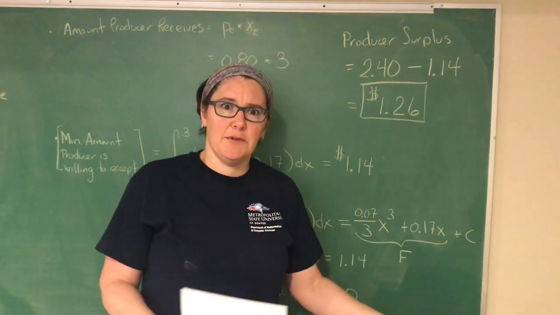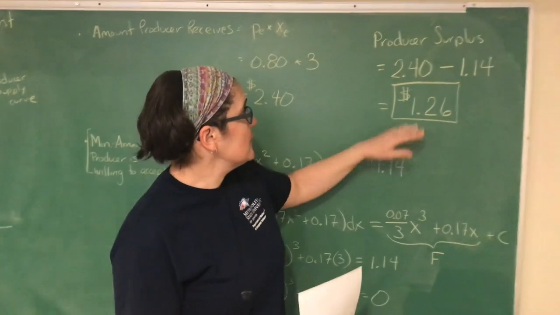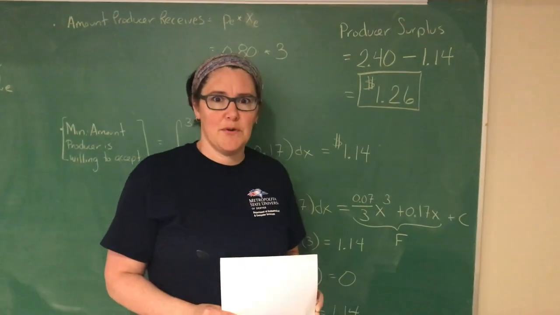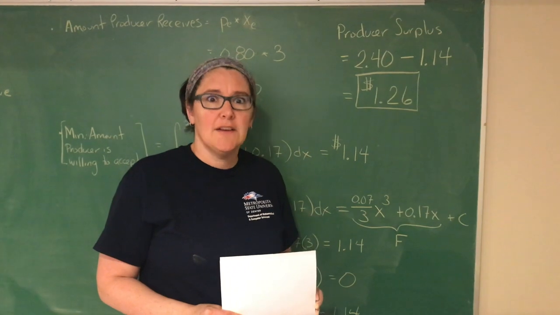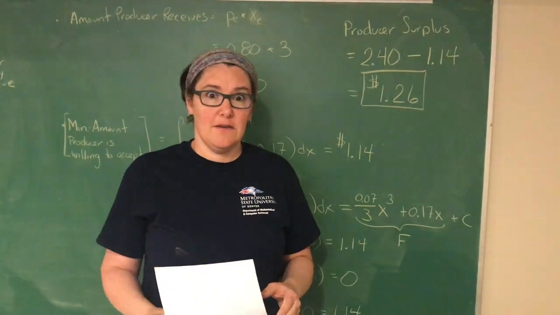Okay, so both the consumer is happy. The consumer surplus was 90 cents. The producer surplus is $1.26. Both are positive surpluses. We like that. And it all comes down to areas under a function.